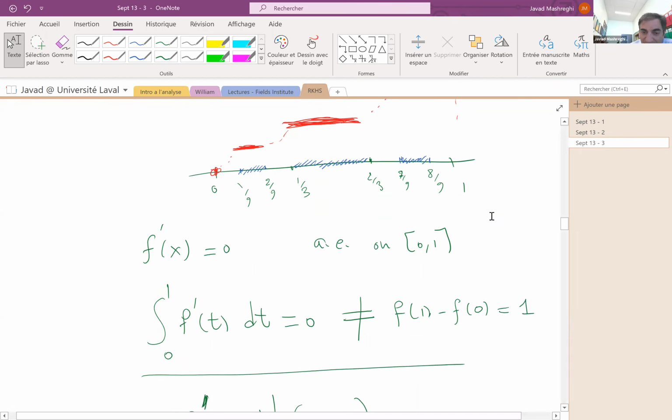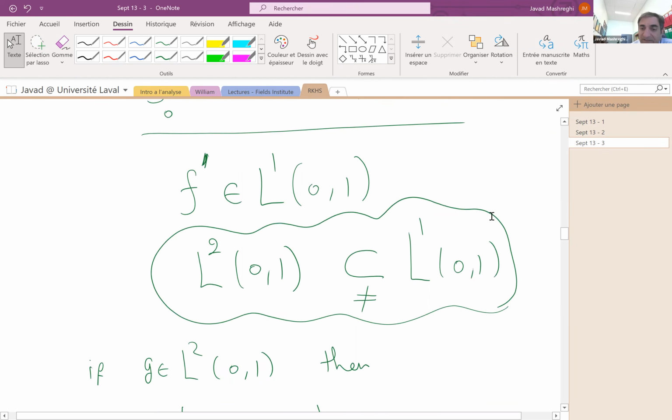But in our case, we consider a subclass, absolutely continuous functions, for which what you say is correct. If you want to correctly state what you say, you can put it that way: if f is absolutely continuous and f prime is 0 almost everywhere, then f is constant. That is true.